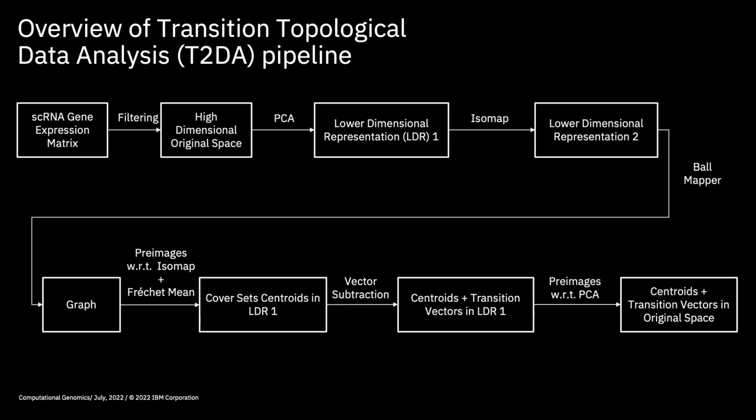Here we have an overview of the entire pipeline. We start with a gene expression matrix. Then, after filtering and pre-processing, we have the original feature space, on which we perform a projection, PCA in our case, to a lower dimensional representation. We then apply a low distortion nonlinear projection to an even lower dimensional representation, where we run the Mapper procedure. Mapper yields a graph with connectivity information corresponding to transitions between cell states, and the final three steps are to lift such transitions to original feature space.